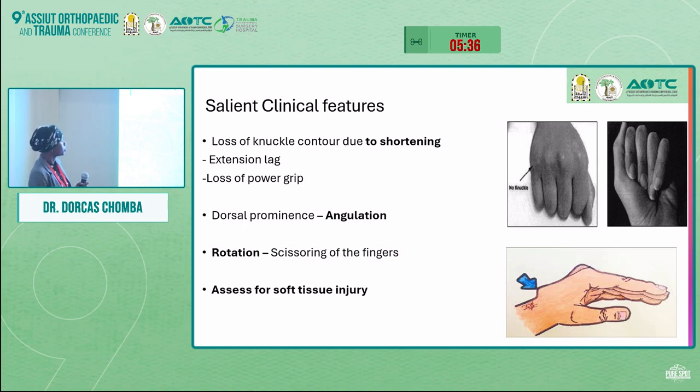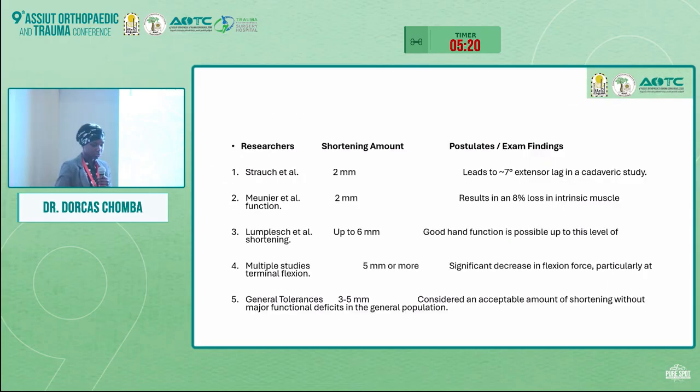Then the dorsal prominence, which is as a result of angulation, and there may be rotation, easily missed if you examine in extension, best seen when the fingers are flexed. You'll see a bit of scissoring. Then make sure you assess for the other related soft tissue injuries.